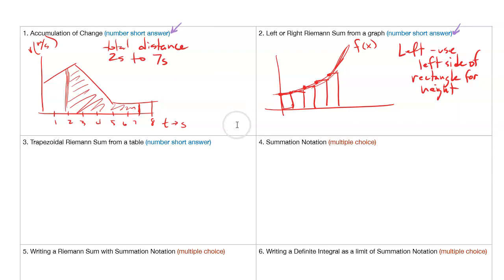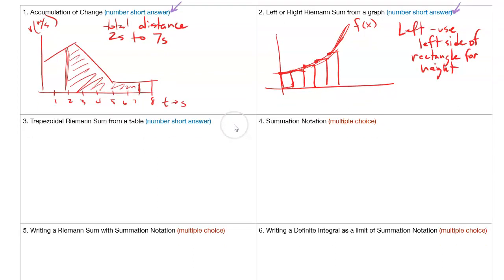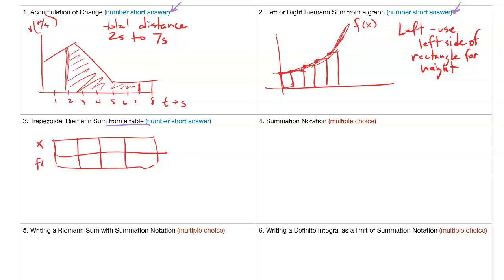Okay, question 3 on the test is very similar to question 2, except you need to use trapezoids. The other big difference is that you don't have a picture. You're going to have a table. So let me make up a random table, and we can talk about how to do trapezoids from a table. You'd have x and f of x.